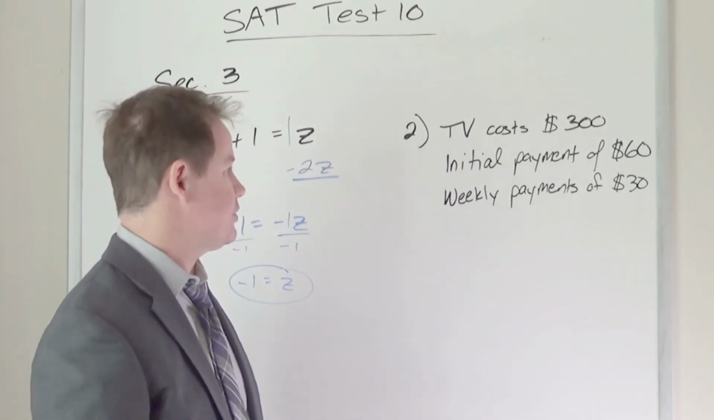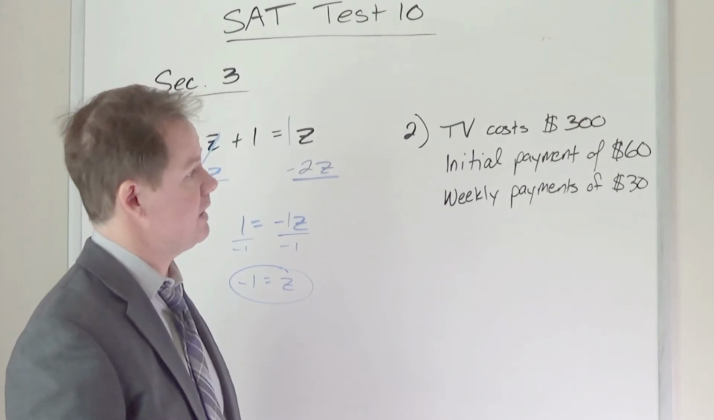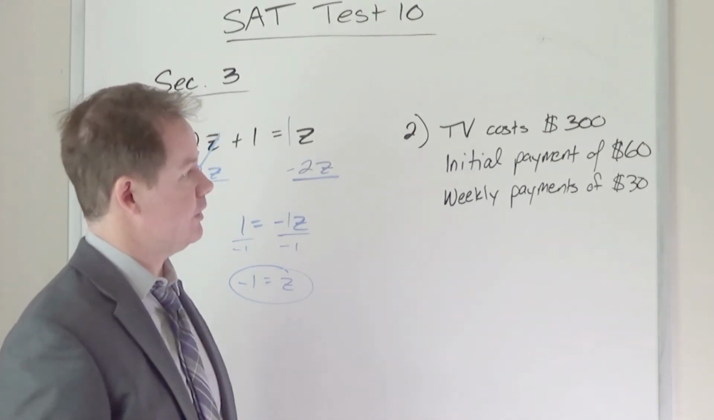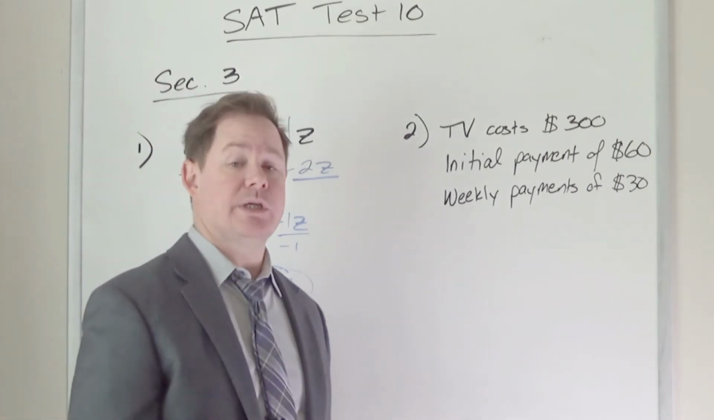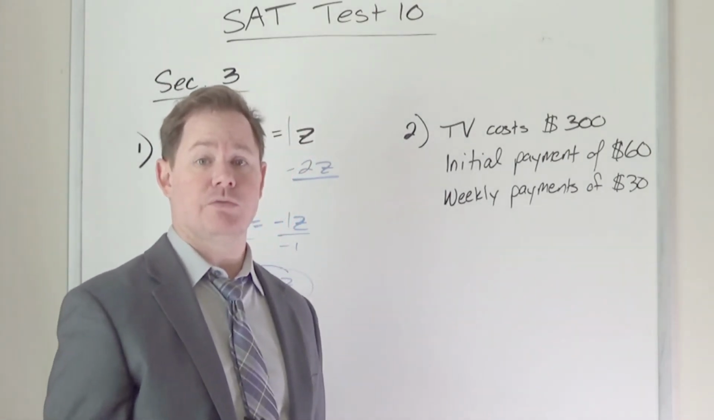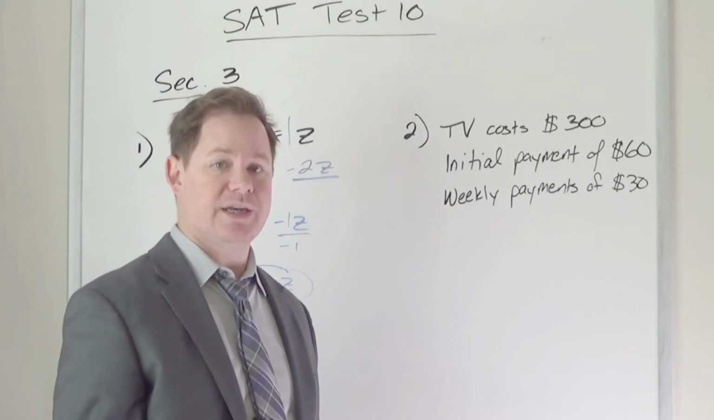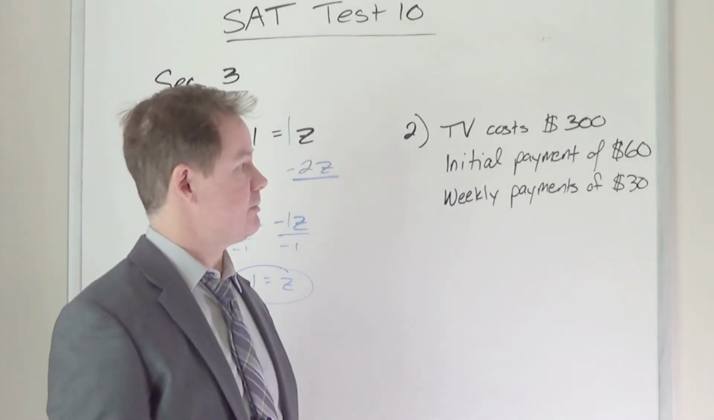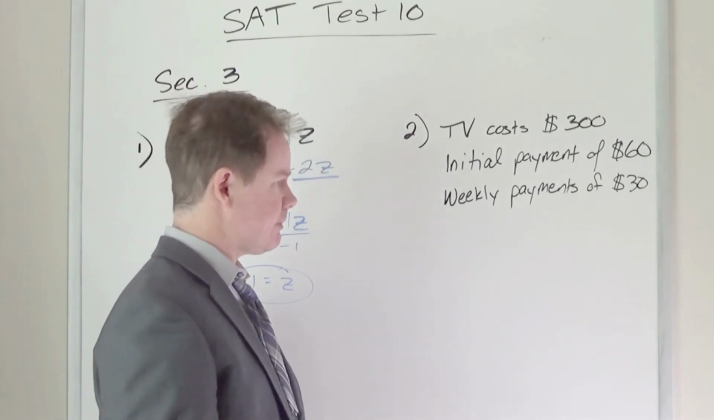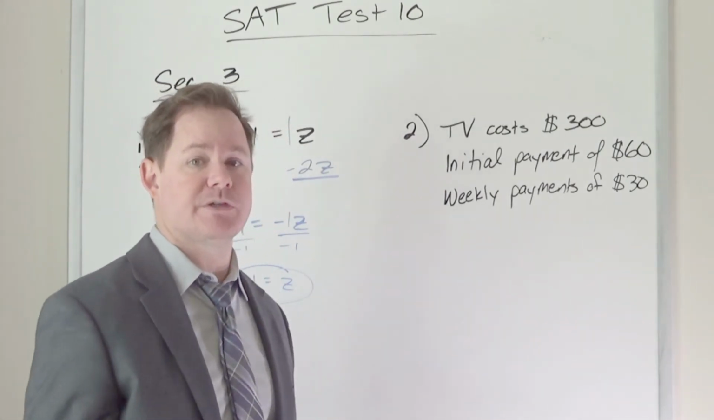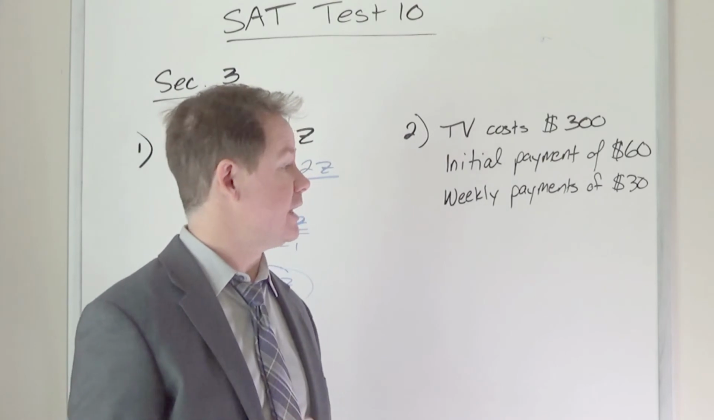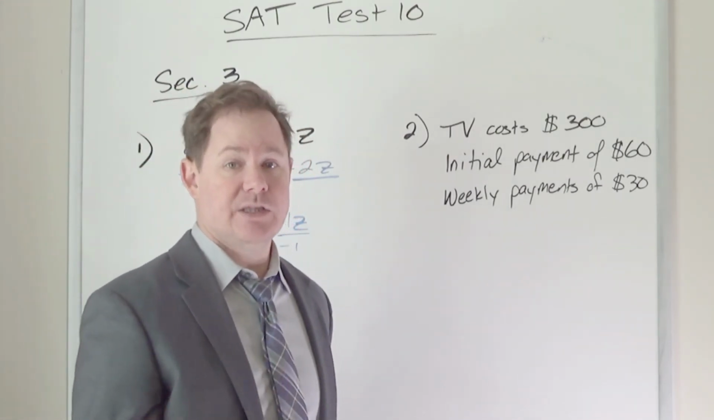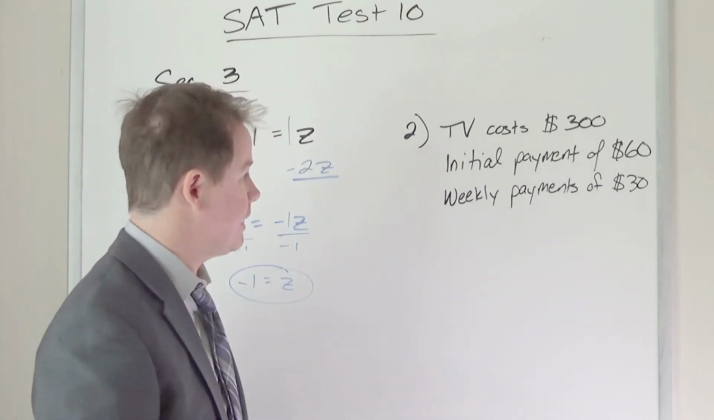A TV costs $300. You have to make an initial payment of $60, and then from there you have weekly payments of $30 each week. So in this case, we don't actually have to solve numerically to come up with an answer ourselves. We just have to set up the equation. And this is something that we want students to be able to do with any word problem. It's a very common thing that SAT Math will test, which is to see if we have the ability to convert what they say in the word problem into a mathematical equation or expression.